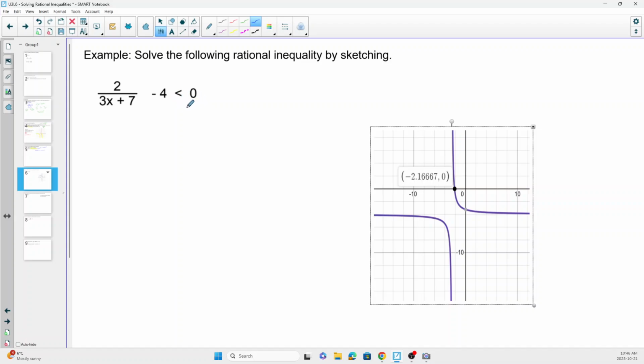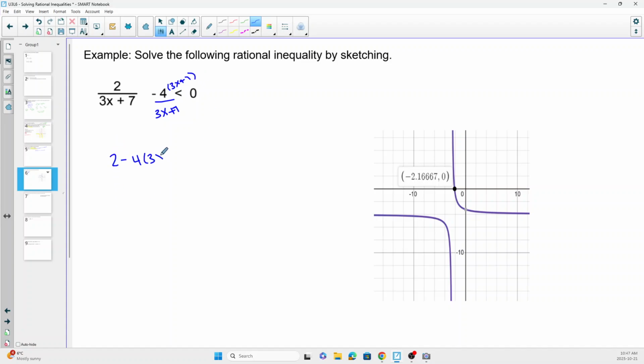It would be tricky. And so what we want to do is just combine these into a single rational function, and the way that we do that is using a common denominator. I need a denominator that's common with this, so I need to have 3x plus 7 on the bottom, which means I need to multiply the top also by 3x plus 7. So I have 2 minus 4 times 3x plus 7 all over 3x plus 7.